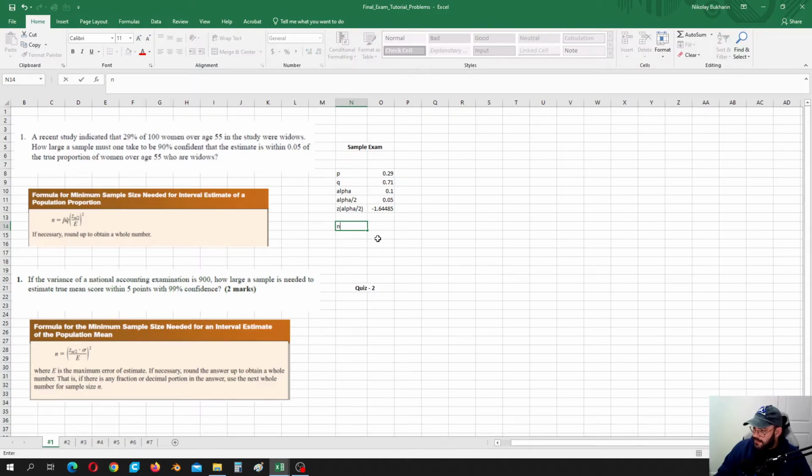Okay, so our n is equal to round up, and it's P multiplied by Q and multiplied by Z alpha over 2 squared and divided by error E, which is 0.05 squared, and up to the closest whole number and go for it. Okay, so in this case the sample size must be 223.